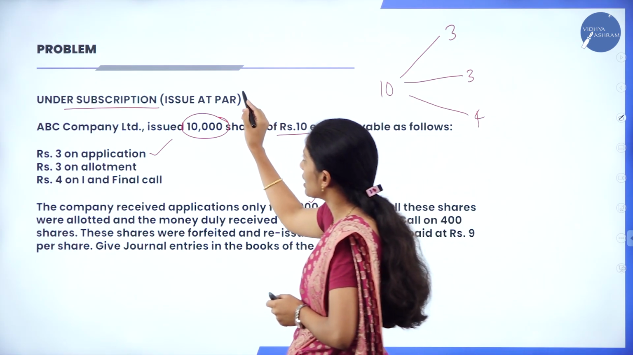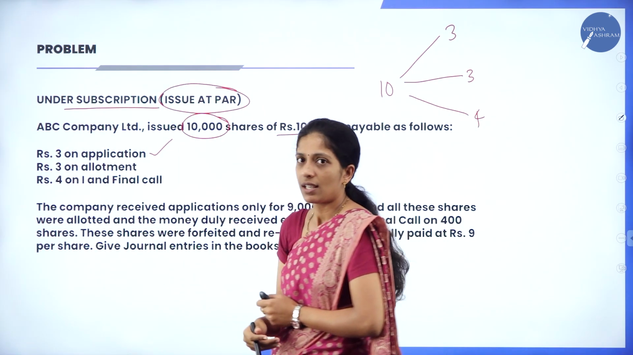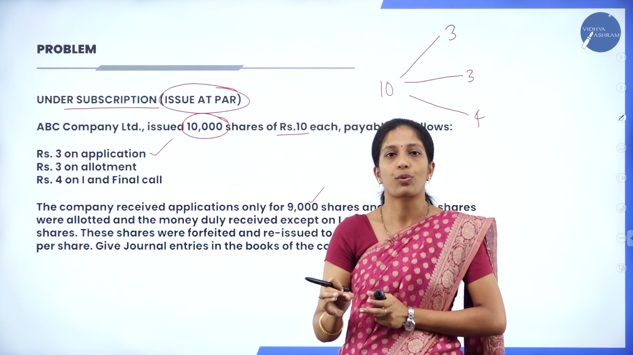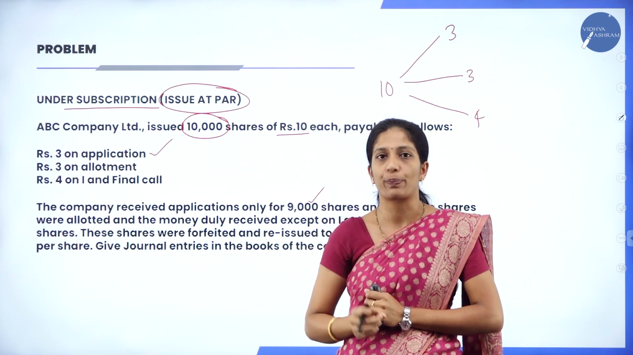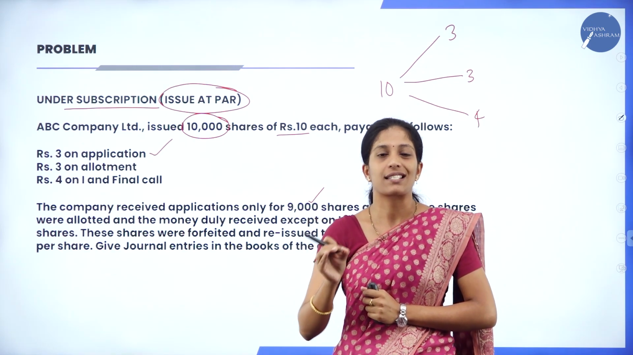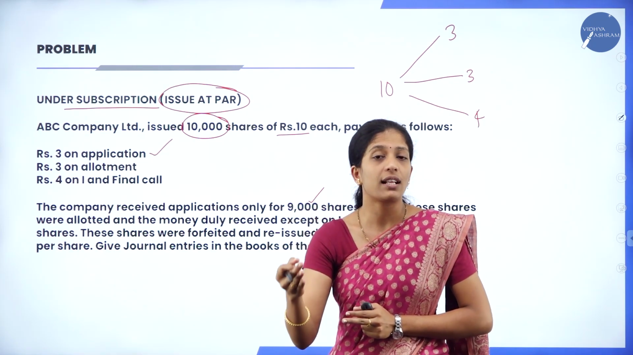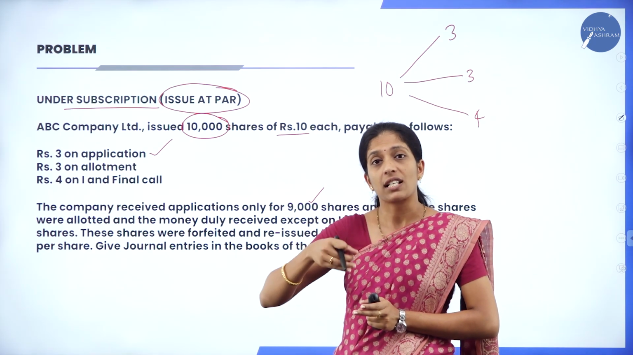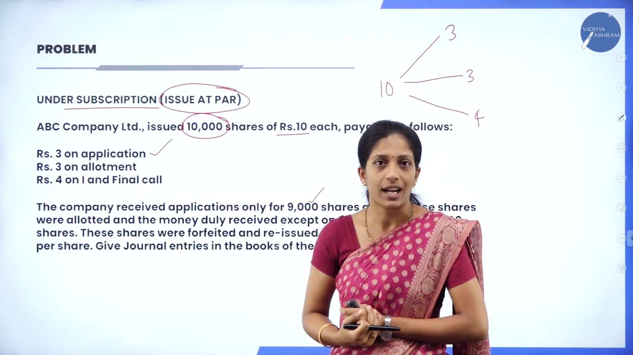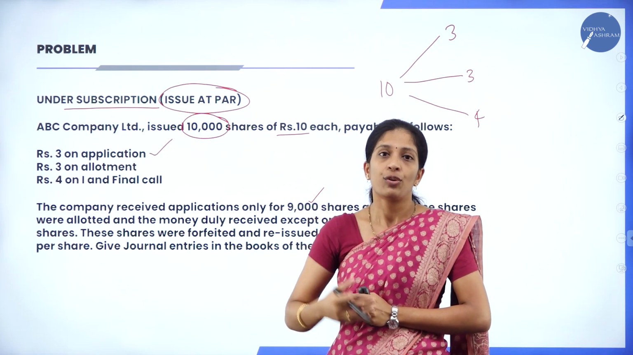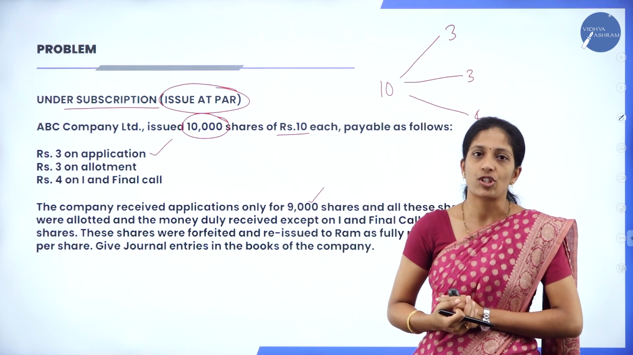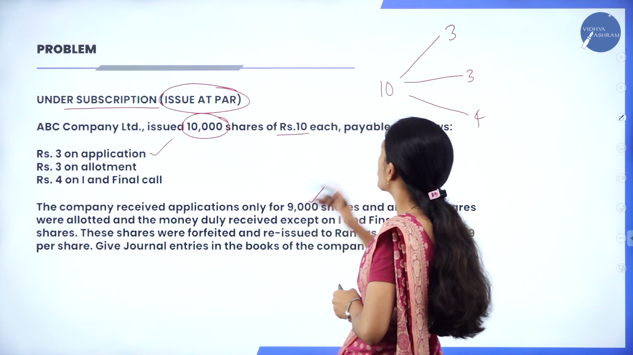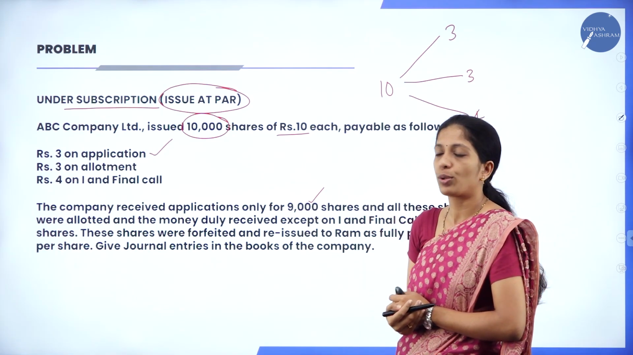And I have clearly given that it is issued at par. In the sense the value is the same. The share value is 10 rupees and it is being issued at 10 rupees only, so it is issued at par. If it is more than the face value, then it is called premium. If it is less than the face value, then it is called what? Discount. You will know about it because in the previous session we have already discussed these problems. So this is a problem where it has been issued at par.